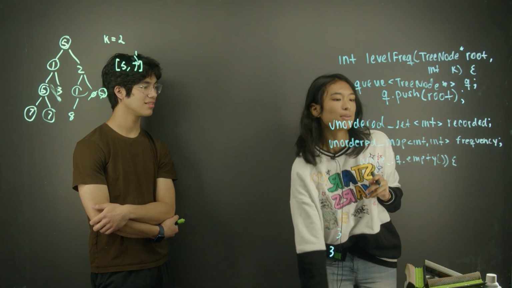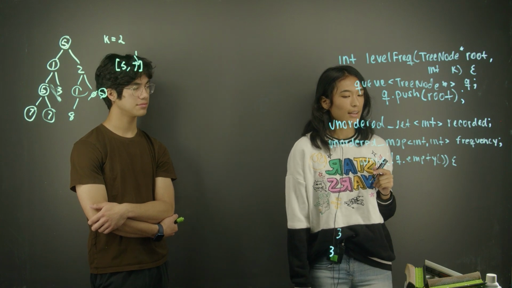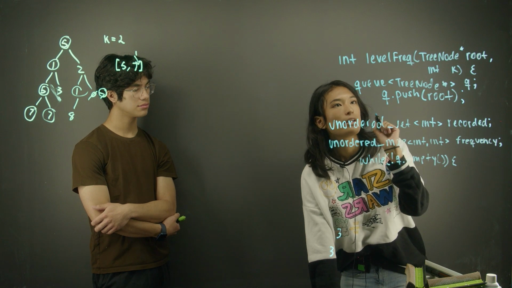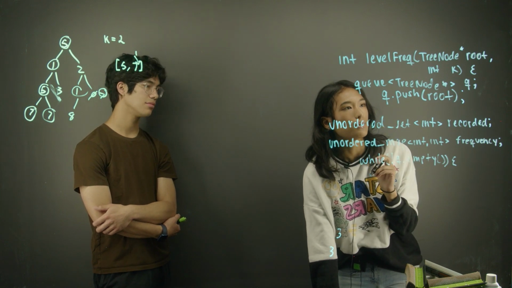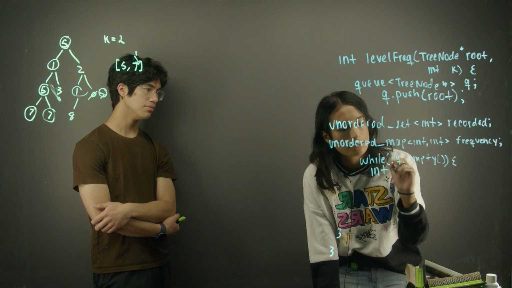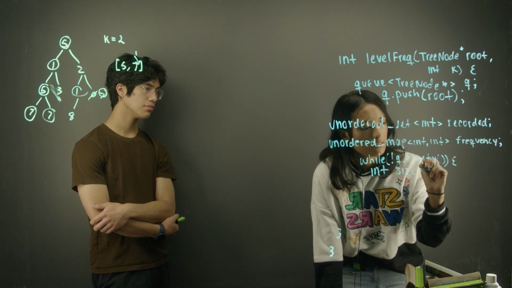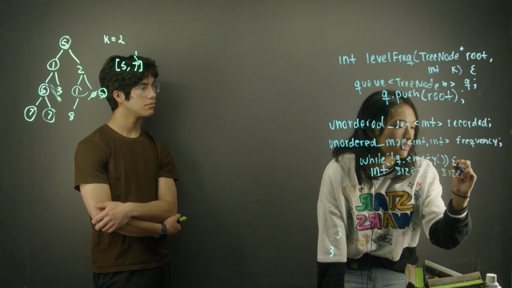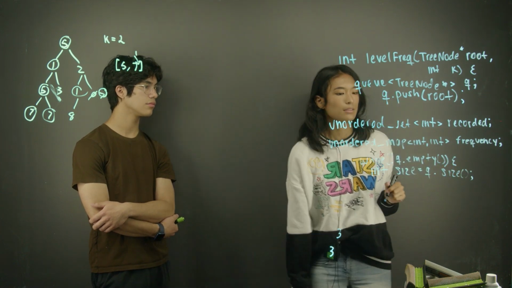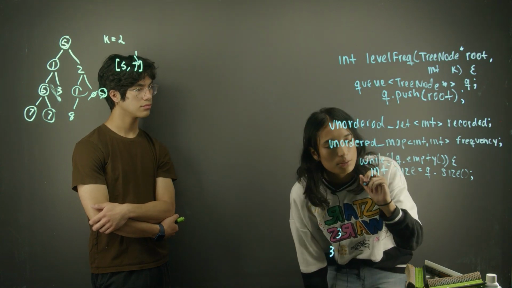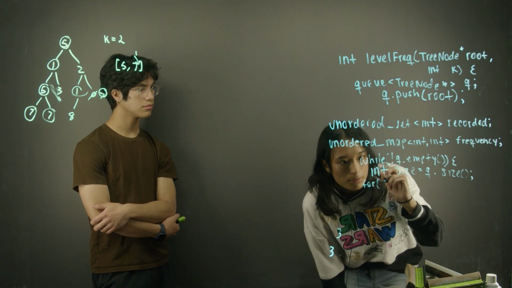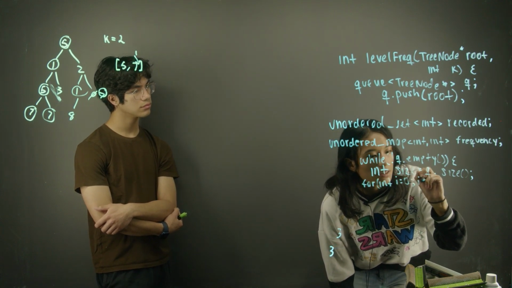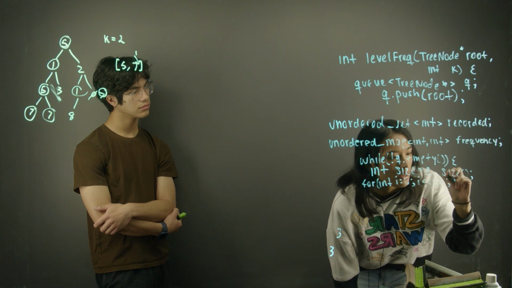All right, so while my queue is not empty, I can do a for loop, but first I'm using my queue for visiting my nodes. So what I'm going to do is get the size of that. Int size is equal to queue dot, I believe it's size. Okay, so I have the size of my queue, and now I can do my for loop. For int i is 0, i is less than size, and then i plus plus.